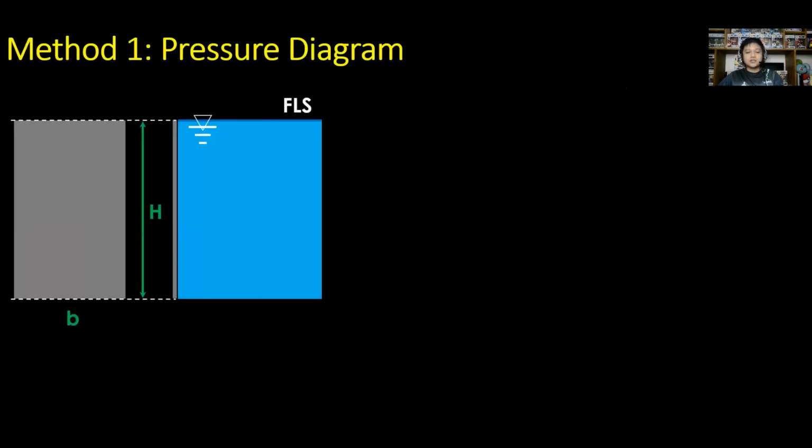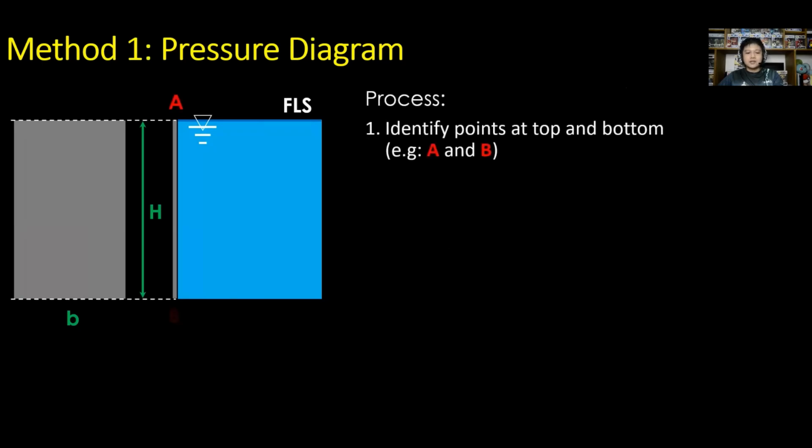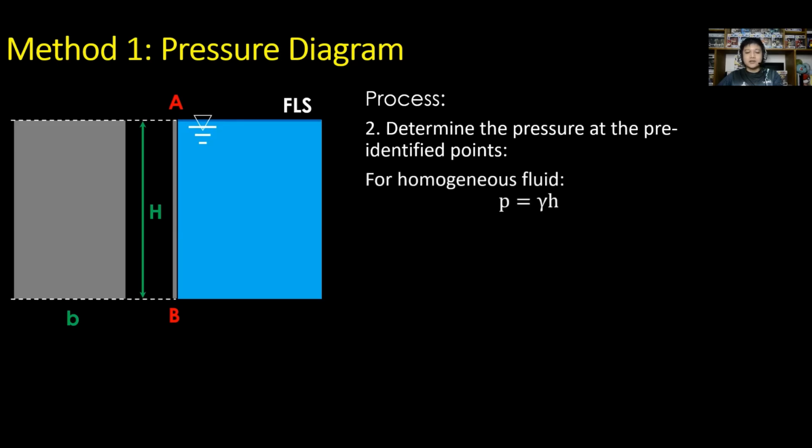So for the determination of force and location, first is the pressure diagram method. For the process, first, identify points at top and bottom of the submerged plane for the sample figure. Consider points A and B. Next is to determine the pressure at the pre-identified points. For homogeneous fluid or single fluid, use P equal to gamma times H.